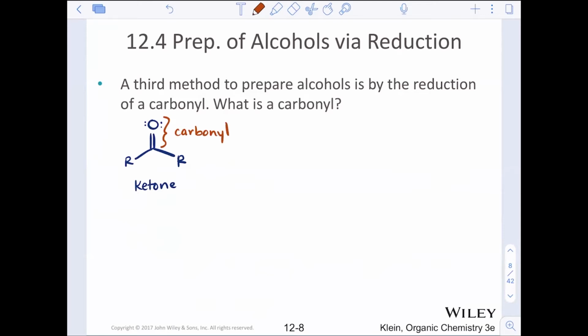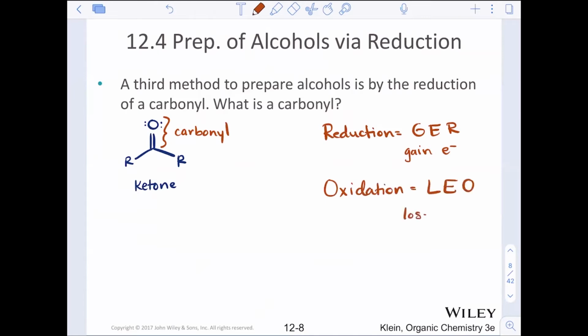Now, undergoing a reduction, let's just remind ourselves of what reduction is. Reduction is gaining electrons to reduce, right? Gains electrons. Oxidation was loss of electrons to oxidize. So this is where we said LEO says GER, or OIL RIG was another one. Oxidation is loss of electrons, reduction is the gaining of electrons.